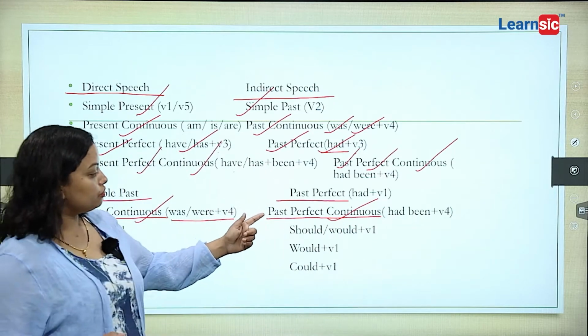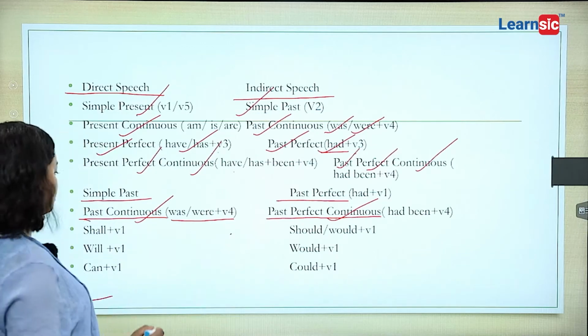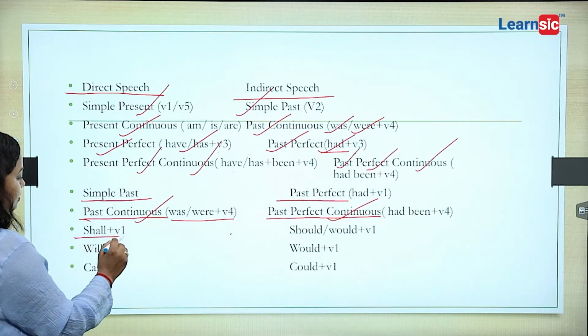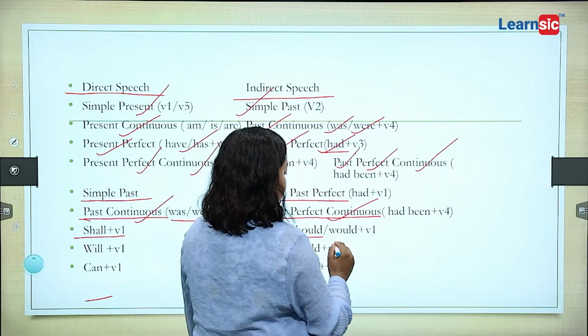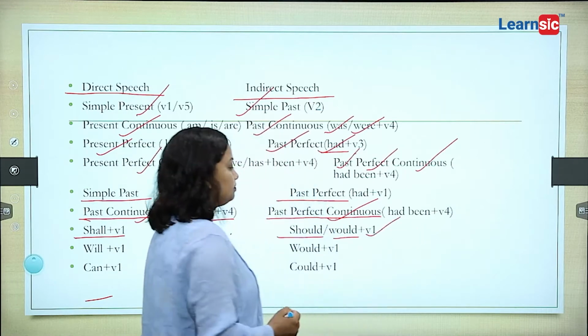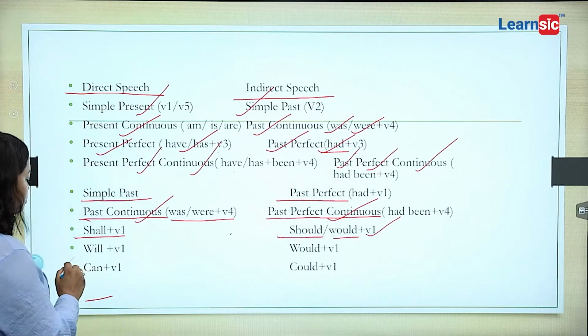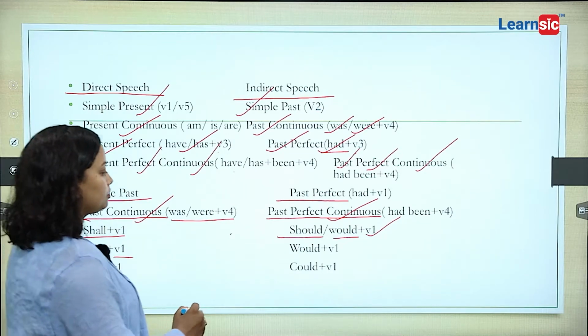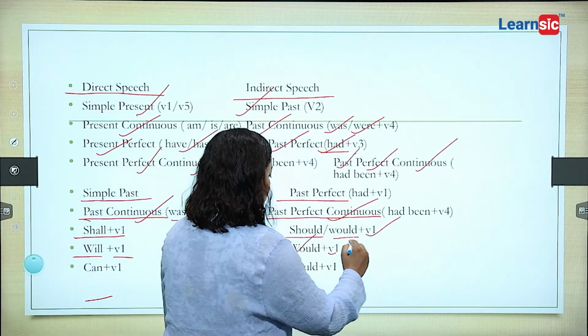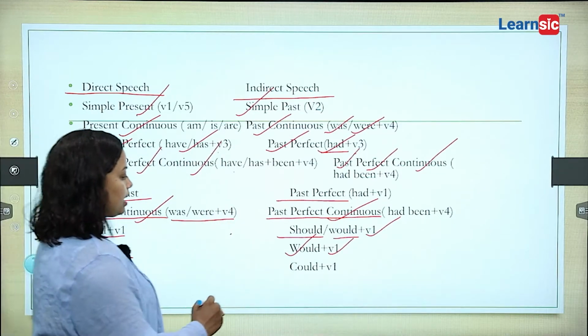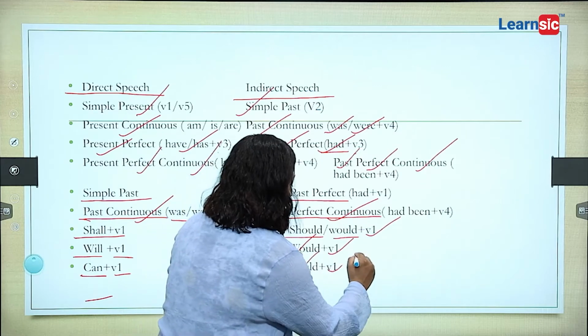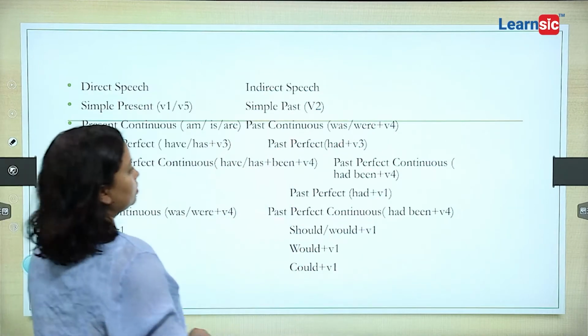But we need to be very careful on past perfect. If there is shall plus verb 1, we should convert it into should or would plus verb 1. If there is will plus verb 1, we have to convert it into would plus verb 1. If there is can plus verb 1, we have to convert it into could plus verb 1. Okay.